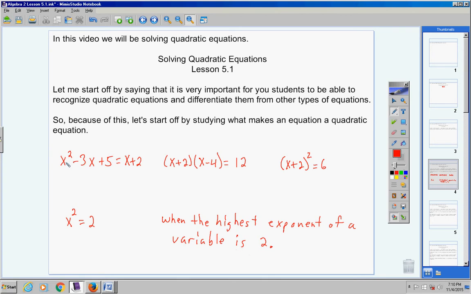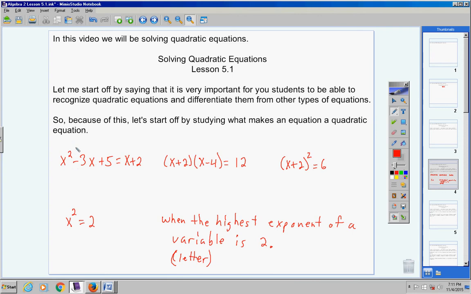See this variable here? A variable means a letter. Please don't forget that, okay? A variable just means a letter, alright? So when the highest exponent of a letter is 2, that's when you have a quadratic, okay? It has to be a 2. You cannot have a 3 or 4. But the highest it can be is a 2. And you have to have a 2.